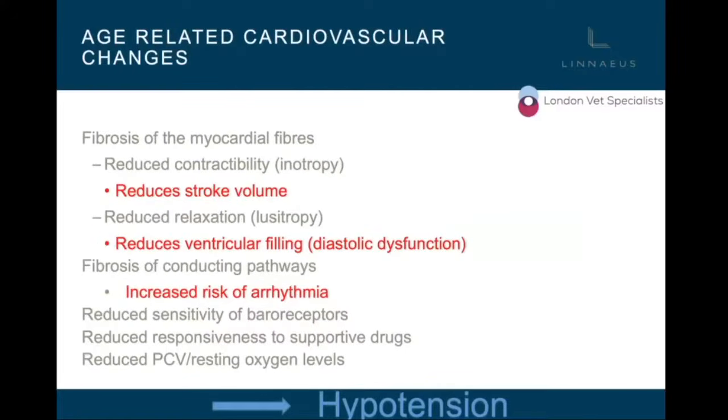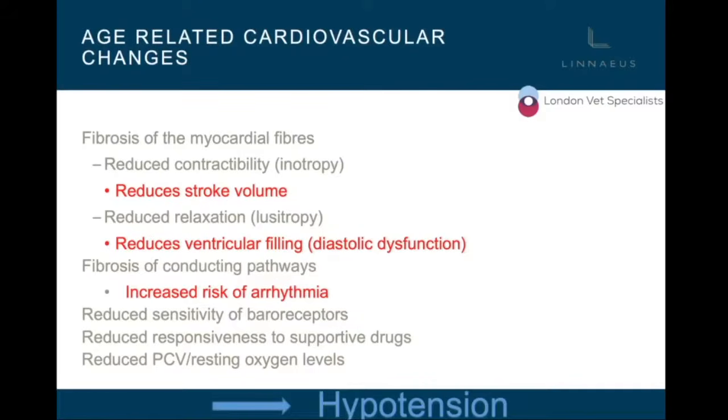Unfortunately, as we age, the heart becomes less efficient. So there is some fibrosis of the myocardial fibers, and this can lead to a variety of problems. The first being reduced contractility of the heart, so a negative inotropic effect, simply because the muscular tissue is replaced with fibrous tissue, which is not going to contract. And this reduction in contractility is going to reduce the stroke volume.